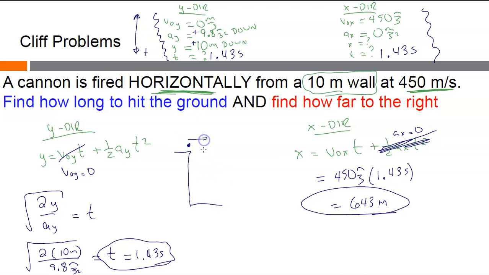All right, that rock left the cliff moving this way. It kept moving that way, but it also fell, speeding up as it went. It took 1.43 seconds to hit the ground, whether I think about it falling straight down or taking that curved path that we've drawn like that. That's the real path of it right here, but it's made up of this and that. It landed 643 meters horizontally away from where it left the cannon. All right.